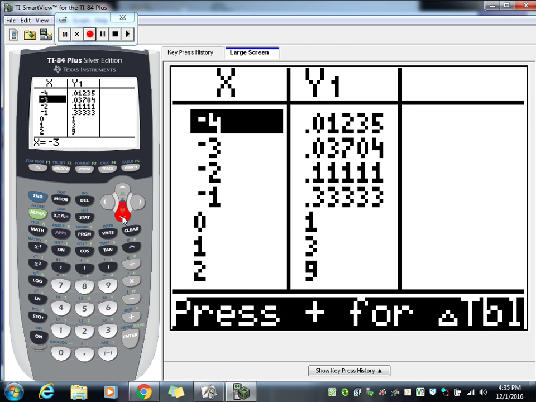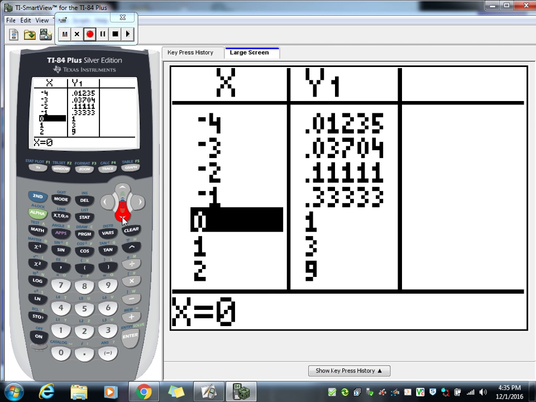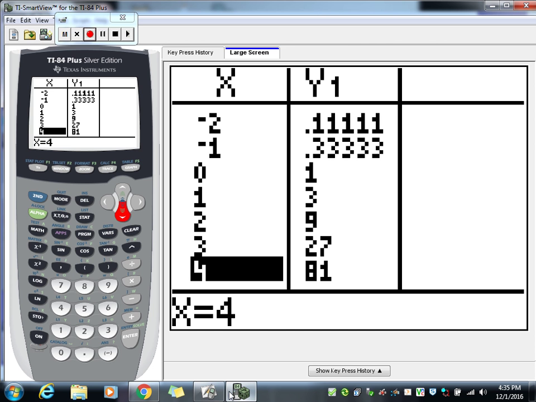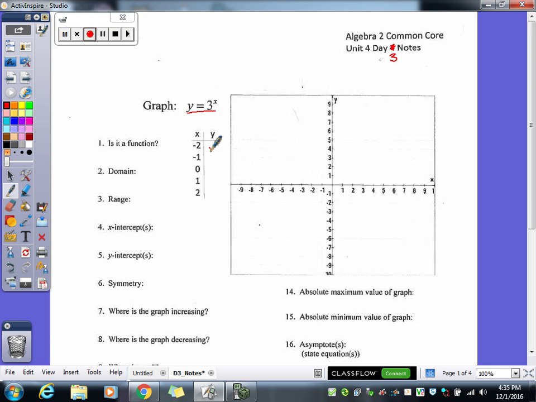Then if we take a look at our table, we have to fill in our values. For -2, we got 0.1 repeating. And then we got 0.3 repeating, 1, 3, and 9. So we're going to go ahead and plot those points over here. I always like to do my whole numbers first and then go through and get my decimals.